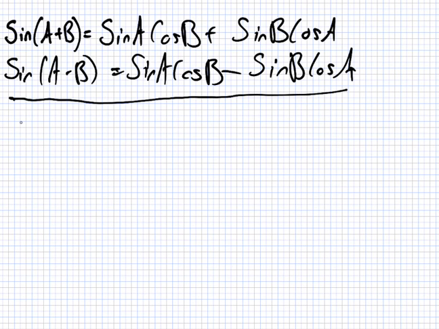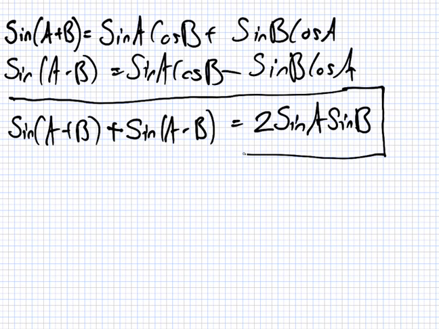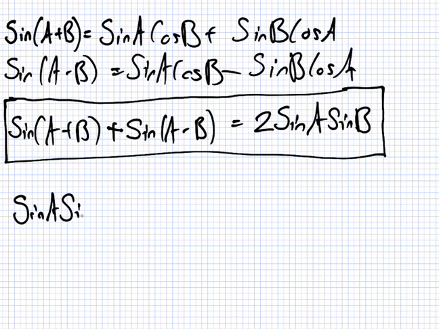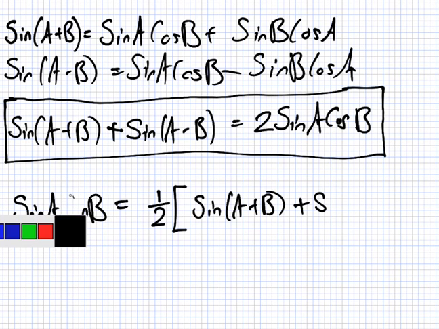So if you add these together, you'll get sine A plus B plus sine A minus B equals 2 sine A cos B. Or if you prefer, you can have sine A cos B equals a half sine A plus B plus, oh, sorry, no, this is cos here, and so here. All right, think of the next one.